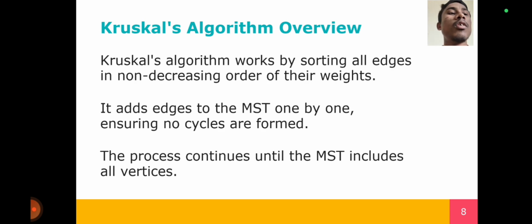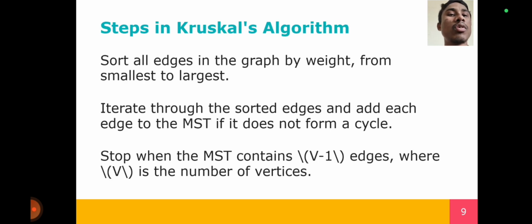Kruskal's algorithm overview. Kruskal's algorithm sorts all edges in non-decreasing order of their weights. It adds edges to the MST one by one, ensuring no cycles are formed. The process continues until the MST includes all vertices. Steps of Kruskal's algorithm: sort all edges in the graph from smallest to largest. Iterate through the sorted edges and add each edge to the MST if it does not form a cycle. Stop when the MST contains V minus 1 edges, where V is the number of vertices.